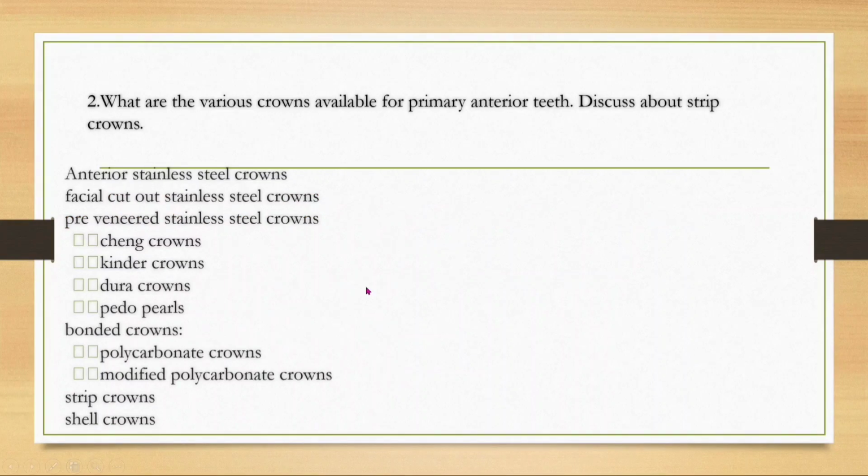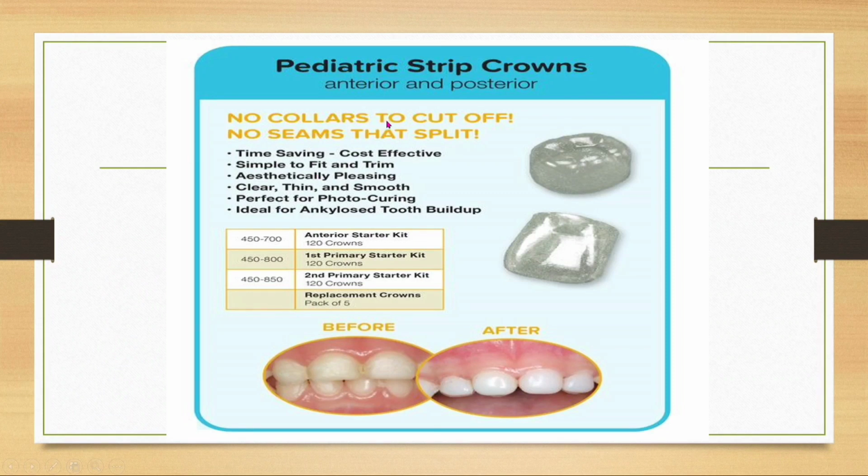So what are the various crowns available, and discuss about the strip crown. We have already seen the classification, and we have anterior stainless steel crown, facial cut stainless steel crown, pre-veneered, bonded crown, strip crown, shell crowns. It's all for the primary anterior teeth. And these are pediatric strip crowns.